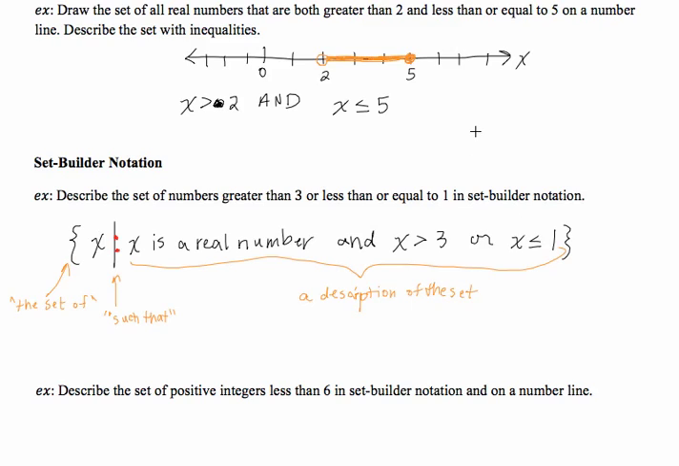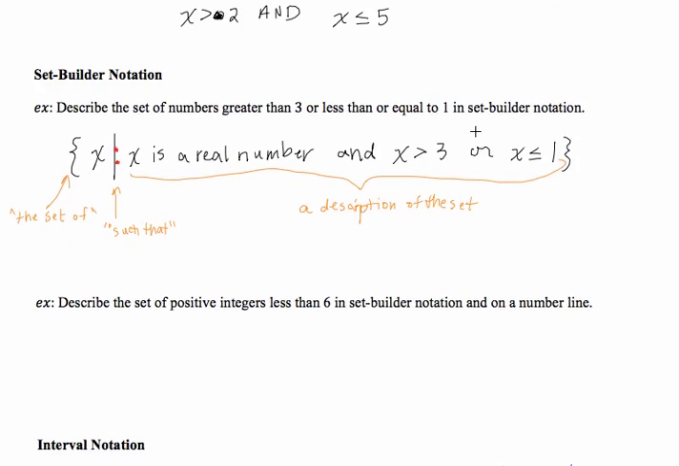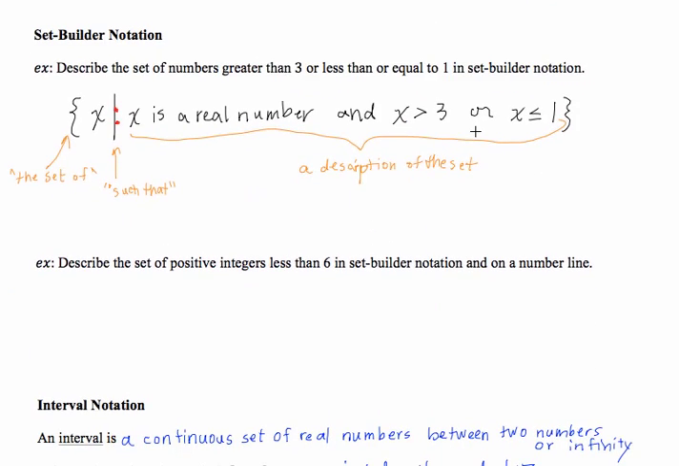Okay, so let's do another one for practice here with set builder notation. Try this one on your own first. Make sure you're pausing the video as you go here. So let's describe the set of all positive integers less than 6 in set builder notation and on a number line. So actually, let's do the number line first.